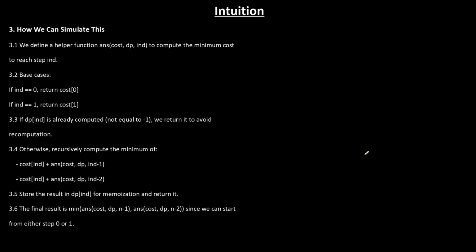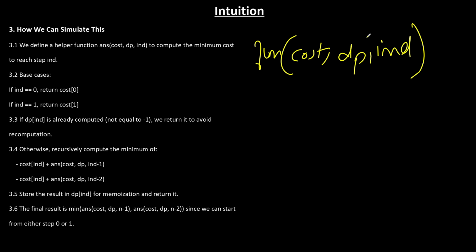Now how can we simulate this process? That will be done very easily. We will define a helper function, a recursive function, which will take the cost array, the dp array which we will create, and the current index. And you will be thinking about how the dp array will look. The dp array will be simple.